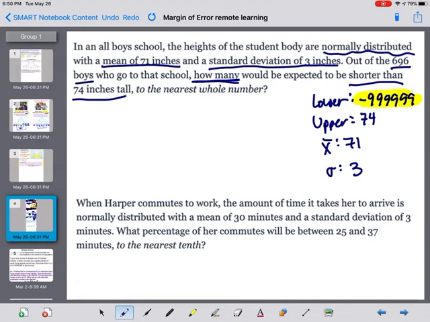If they had said above 74 inches, then the lower would have been 74, and the upper would have been positive 99999. You're just putting in a really big number. That's the whole idea. A really small number here and a really big number here. So if it's lower, really small, upper, really big. Enter that in your calculator, and you're going to get the answer, and then it says the nearest whole number, so you round it to a whole number.